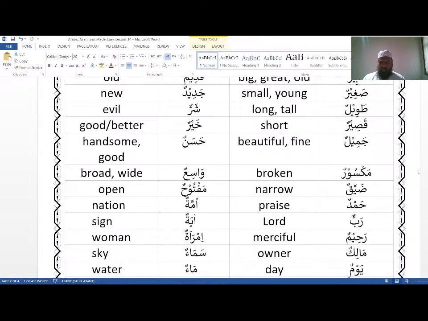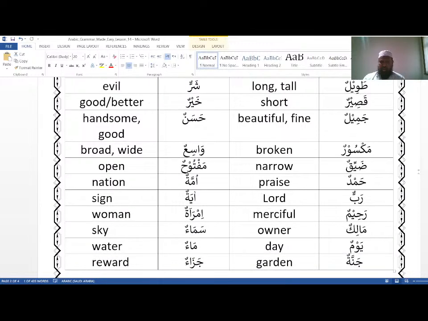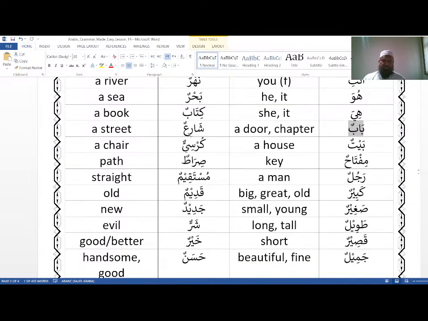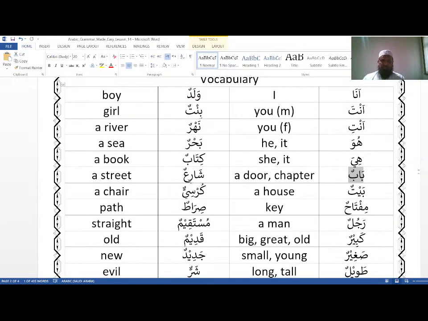Rahimun, mudhakkar. Malikun, mudhakkar. Yawmun, mudhakkar. No signs of muannas. Jannatun, yes, we have ta marbuta, muannas, jannatun. Okay, let's go to the next column.